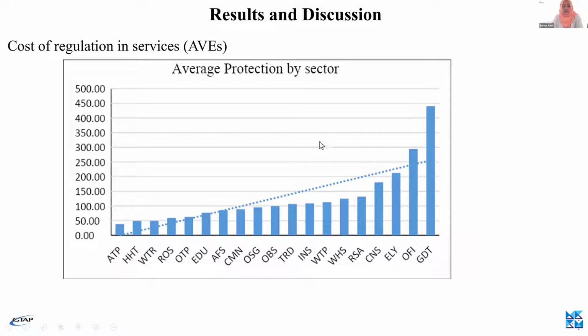This figure plots the average AVEs in each sector, the average of all the countries. So we see that the gas sector has the highest average AVE, and the transport sector has the lowest average AVE. Some of the sectors, including the construction sector, also have high average AVEs. Health, water and education are relatively lower. Also, communication is lower.